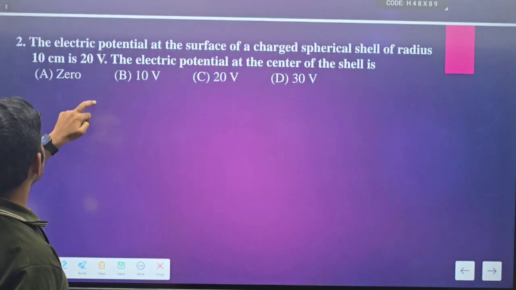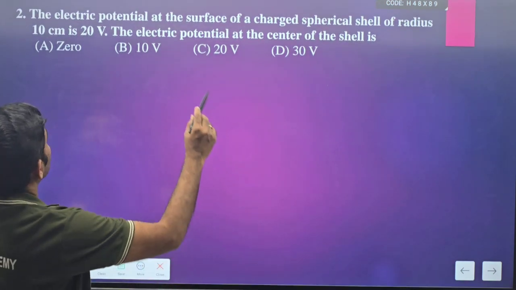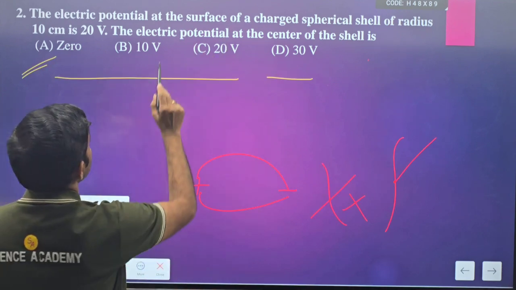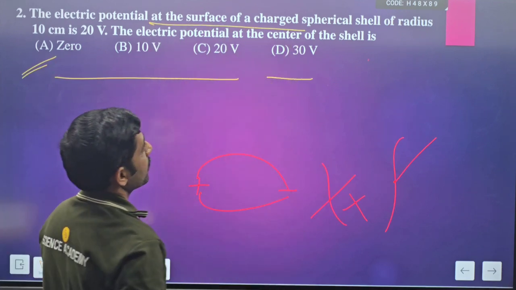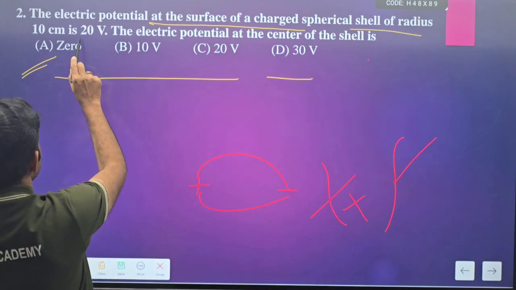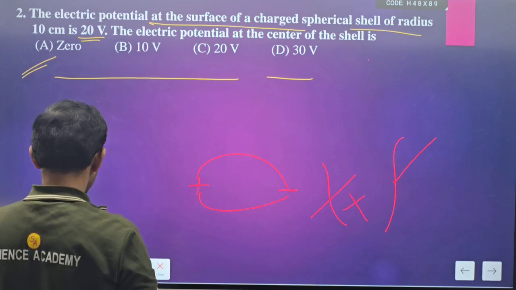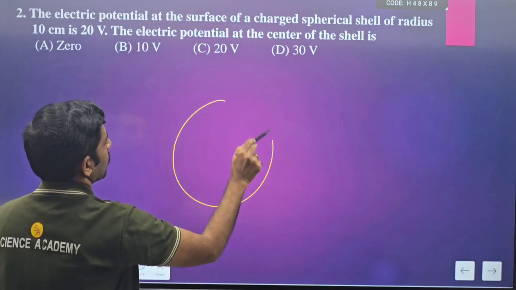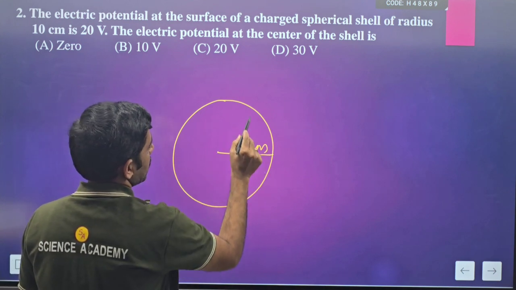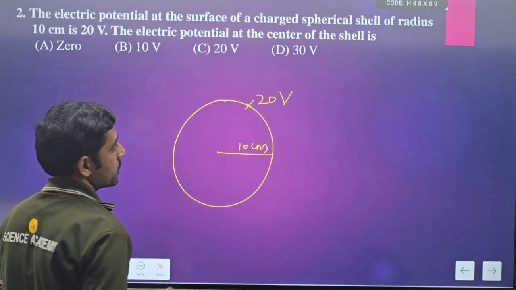Next, the second question: the electric potential at the surface of a charged spherical shell of radius 10 centimeter is 20 volt. So consider one spherical shell of radius 10 centimeter. On the surface of this shell, the electric potential is 20 volt.